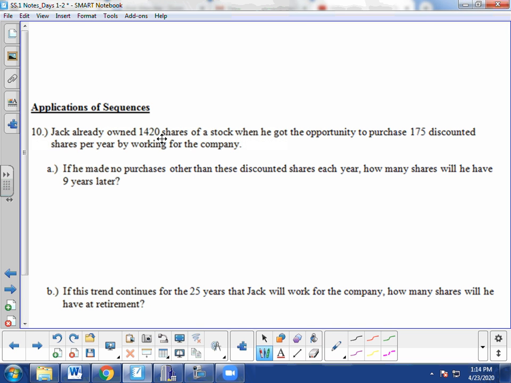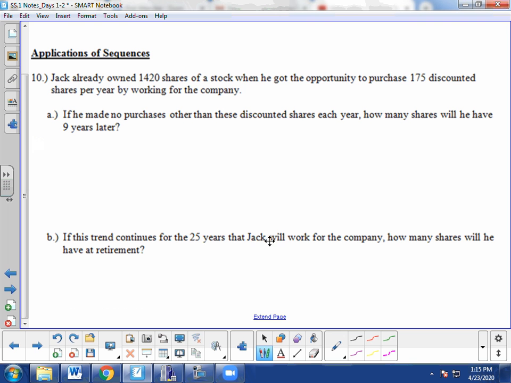It said Jack already owned 1,420 shares of a stock when he got the opportunity to purchase 175 discounted shares per year by working for the company. In A, it says if he made no purchases other than these discounted shares per year, how many shares will he have 9 years later? Now, finding the answer to this algebraically step by step for 9 years is probably not that big of a deal. But in B, it says if this trend continues for 25 years, that Jack will work with the company, how many shares will he have when he retires?